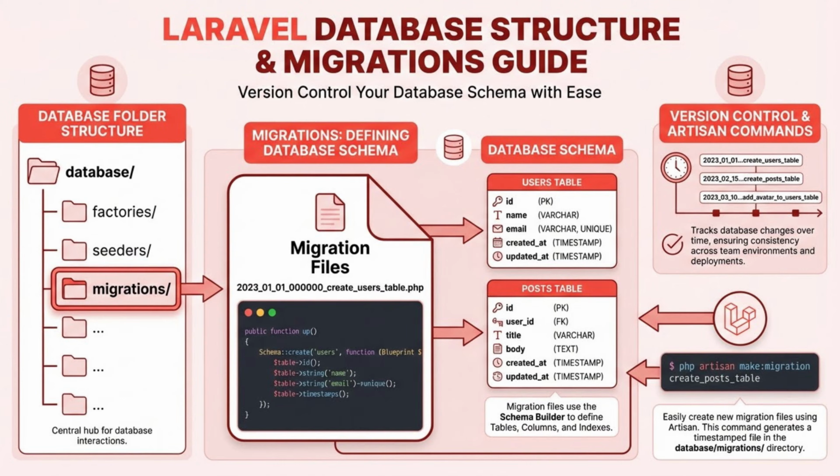This becomes incredibly powerful when working in a team or deploying an application across multiple servers. The migration history ensures everyone's database stays aligned, and new changes can be tracked, rolled forward, or rolled back at any time. With migrations, Laravel turns your database structure into clean, maintainable, version-controlled code, giving you confidence and stability as your application grows and evolves.